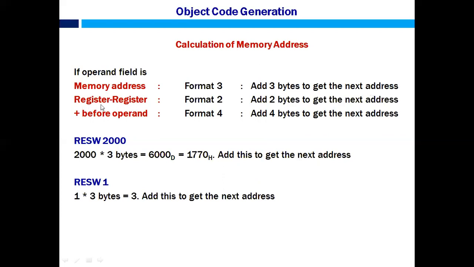Then suppose it is a register, let's say ADDR, addition of the registers. So register format operand, then it will be format 2. Definitely it will be format 2. As soon as you see a register, it will be format 2 representation. So we will be adding only 2 bytes to get the next address. Then suppose we have the plus operator before the operand, then it will be format 4 representation. So we will have to add 4 bytes to get the next address. Of course, this we will see in the example in detail.